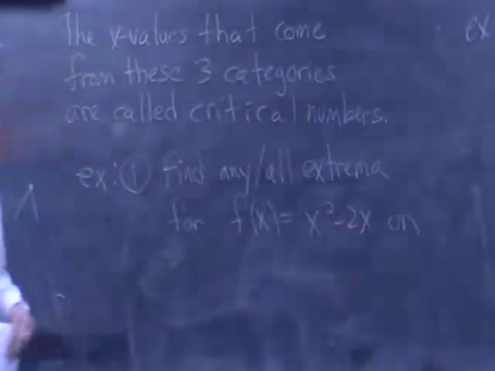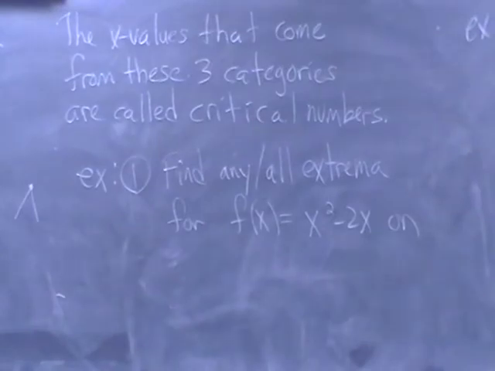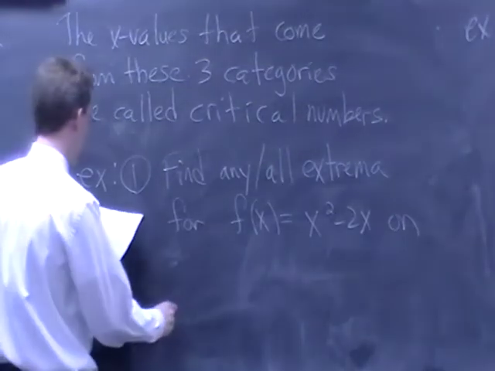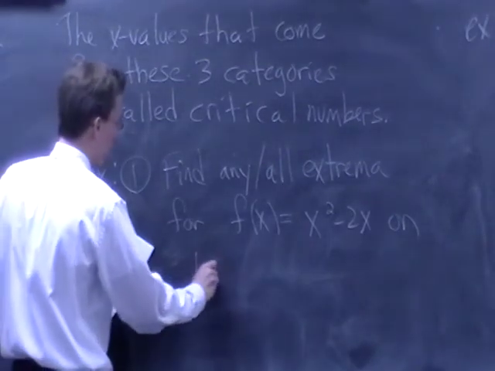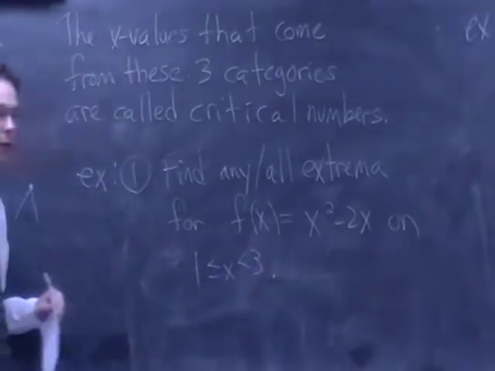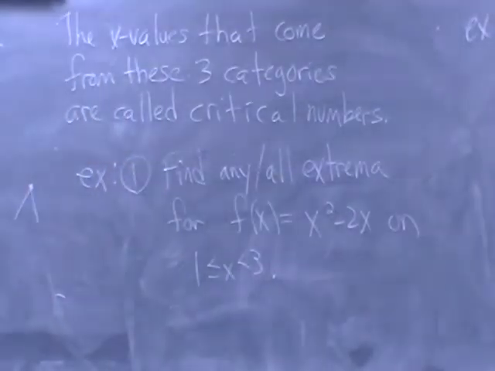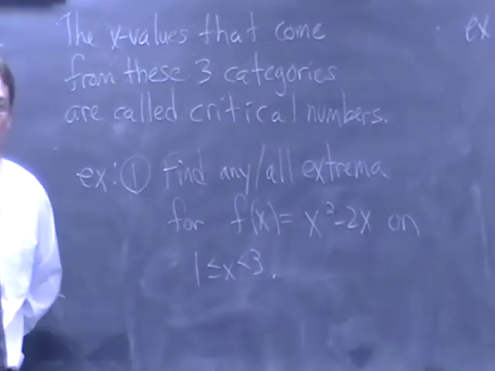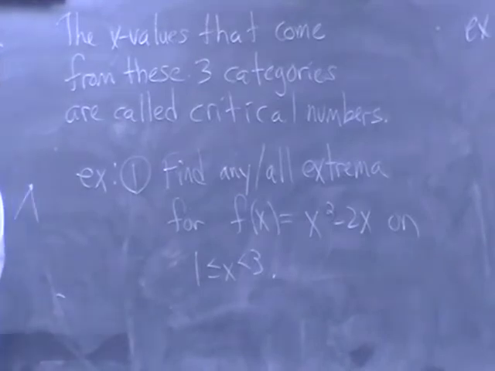We've got f of x is x squared minus 2x on 1 is less than or equal to x is less than 3. So we've got a function and we've got an interval. What do you suppose we're going to have to do? Find the derivative of f of x. Okay, we're going to find f prime.